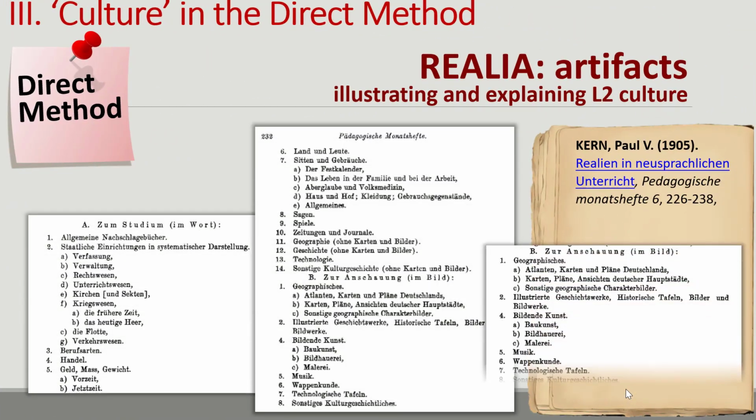Paul Kern, in his article Realien im neusprachlichen Unterricht, published in 1905, which we mentioned earlier, tried to systematize cultural aspects that should be taught in second language classrooms besides literature. He developed a repertoire of realia, culture-related topics, and sources of visual materials, books, charts, maps, etc., supporting these topics. You can see a fragment of this repertoire. It lists cultural facets to be taught verbally and those to be taught with the help of visual support.